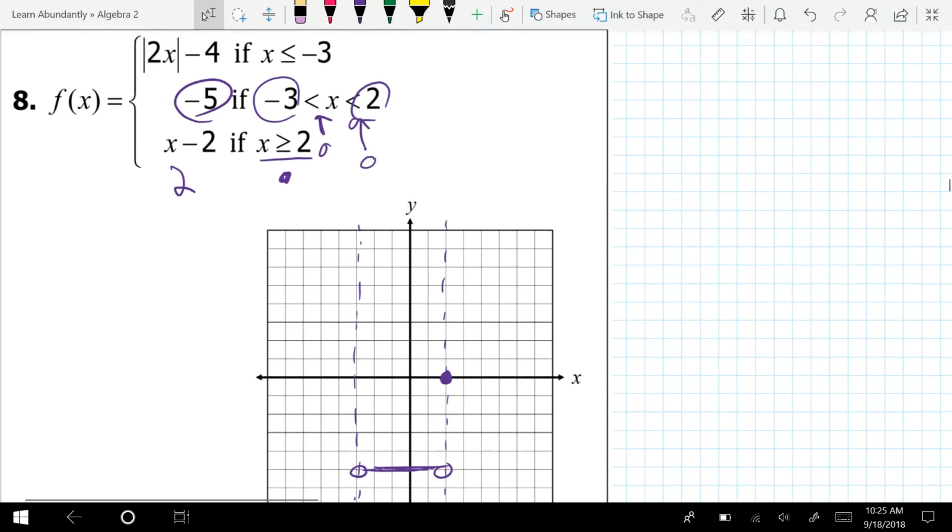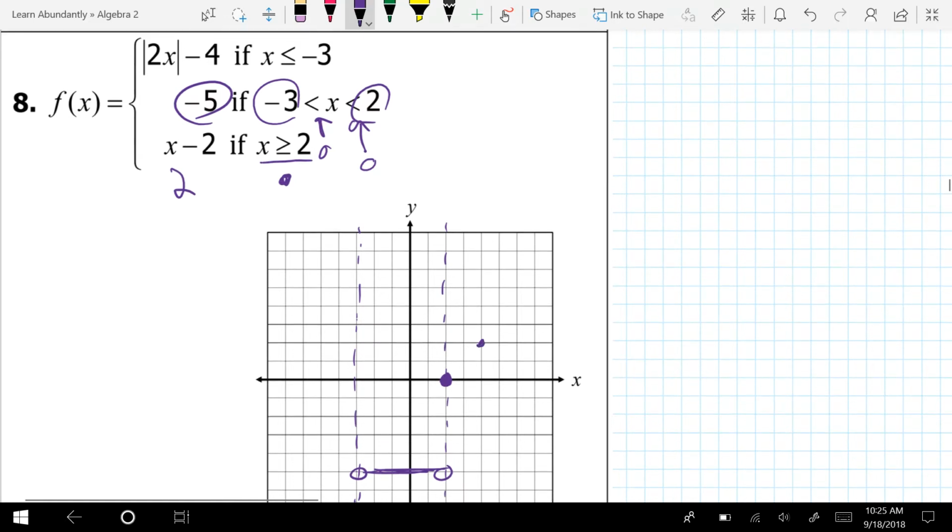Next thing I want to do is, it's a line, so I'm just going to plug in one more point. So I'm going to plug in, what's a number greater than 2? I'm going to plug in 4. If I plug in 4, I get 4 minus 2 is 2. So I can go ahead and do 4, 2.